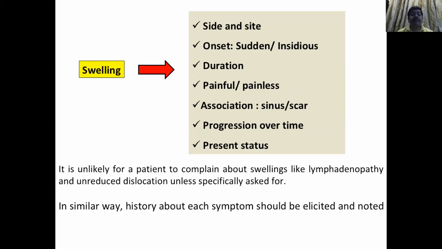Next is a symptom which might not come out from the patient straight away unless you probe, if your history is pointing towards such a thing: a swelling. We need to know the side, the onset in relation to the other symptoms, and the duration, whether it is painful or painless, whether it is associated with a scar or a sinus, and what the progression over time and present status are. So the ODP continues in the various symptoms. In a similar way, history about each symptom should be elicited and noted.